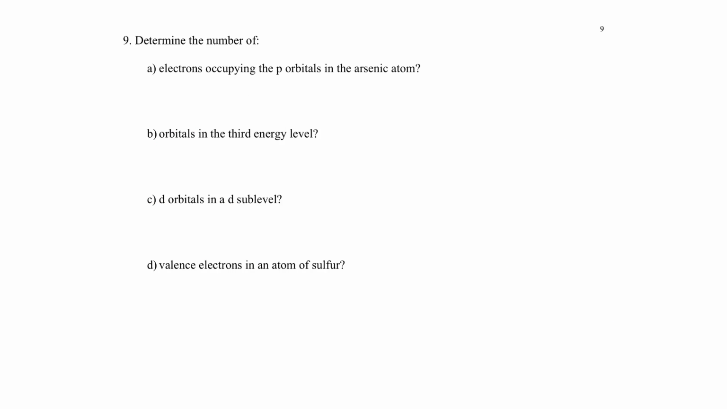Now to question 9. So determine the number of electrons occupying the p orbitals in the arsenic atom, and as you read through this, this is really our question dealing with electronic structure. Okay? So the first thing, it's talking about the arsenic atom, so the first thing you really should do is write the electron configuration for this, right?